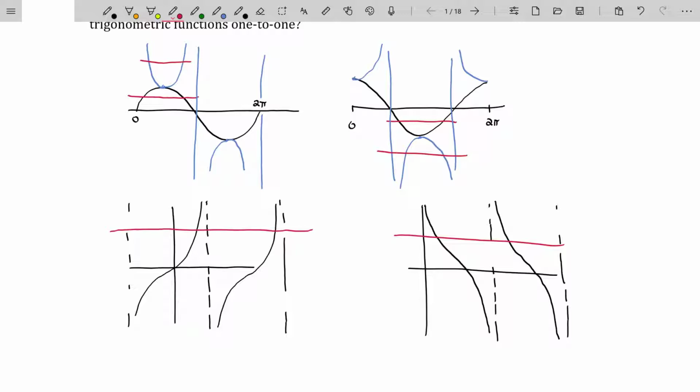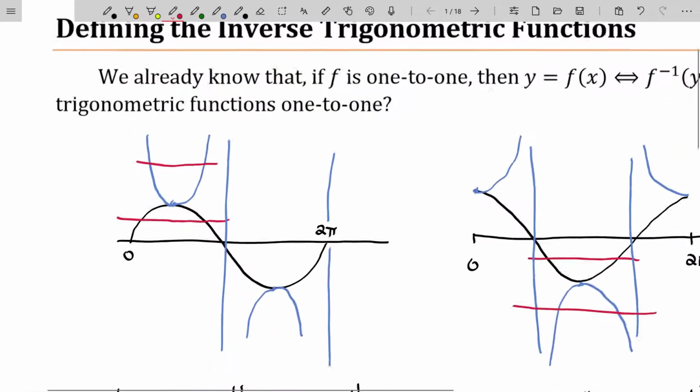Therefore, it is not invertible. None of the trigonometric functions are naturally one-to-one. So I'm going to write that in here.